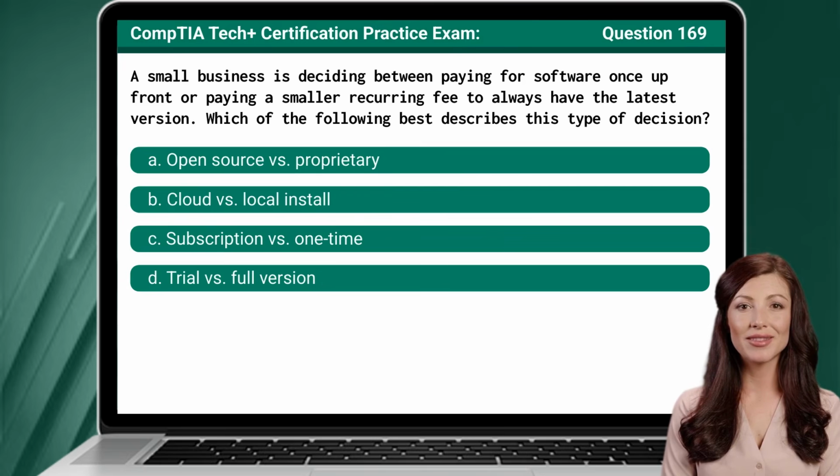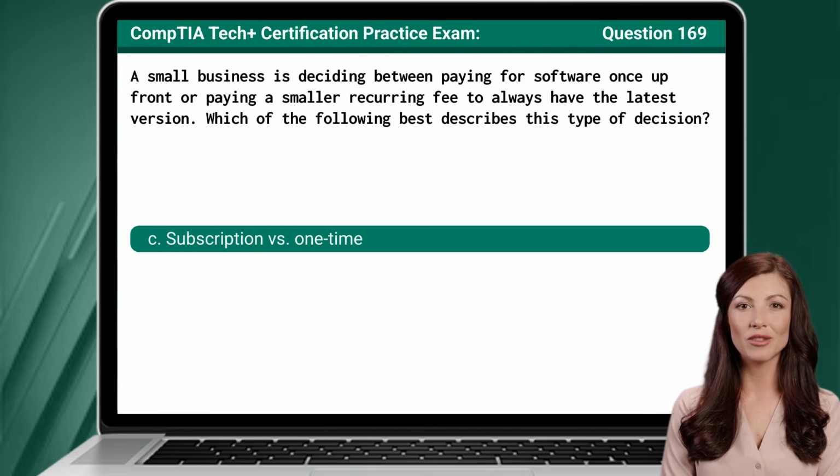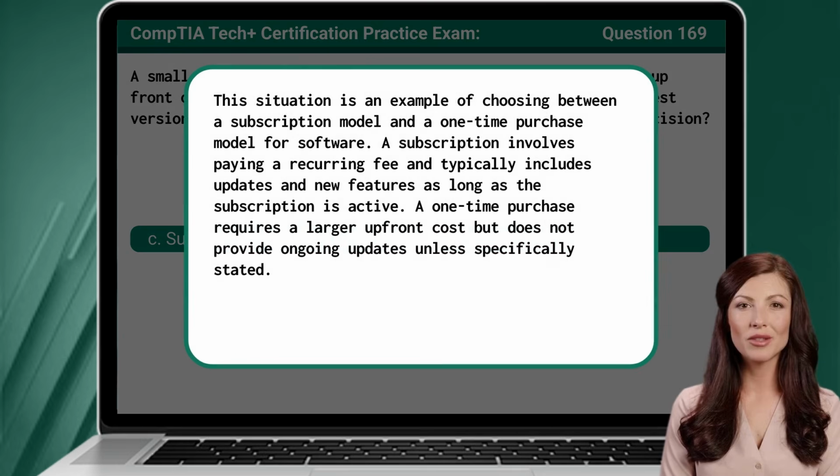The answer is C. Subscription versus one-time. This situation is an example of choosing between a subscription model and a one-time purchase model for software. A subscription involves paying a recurring fee and typically includes updates and new features as long as the subscription is active. A one-time purchase requires a larger upfront cost but does not provide ongoing updates unless specifically stated.